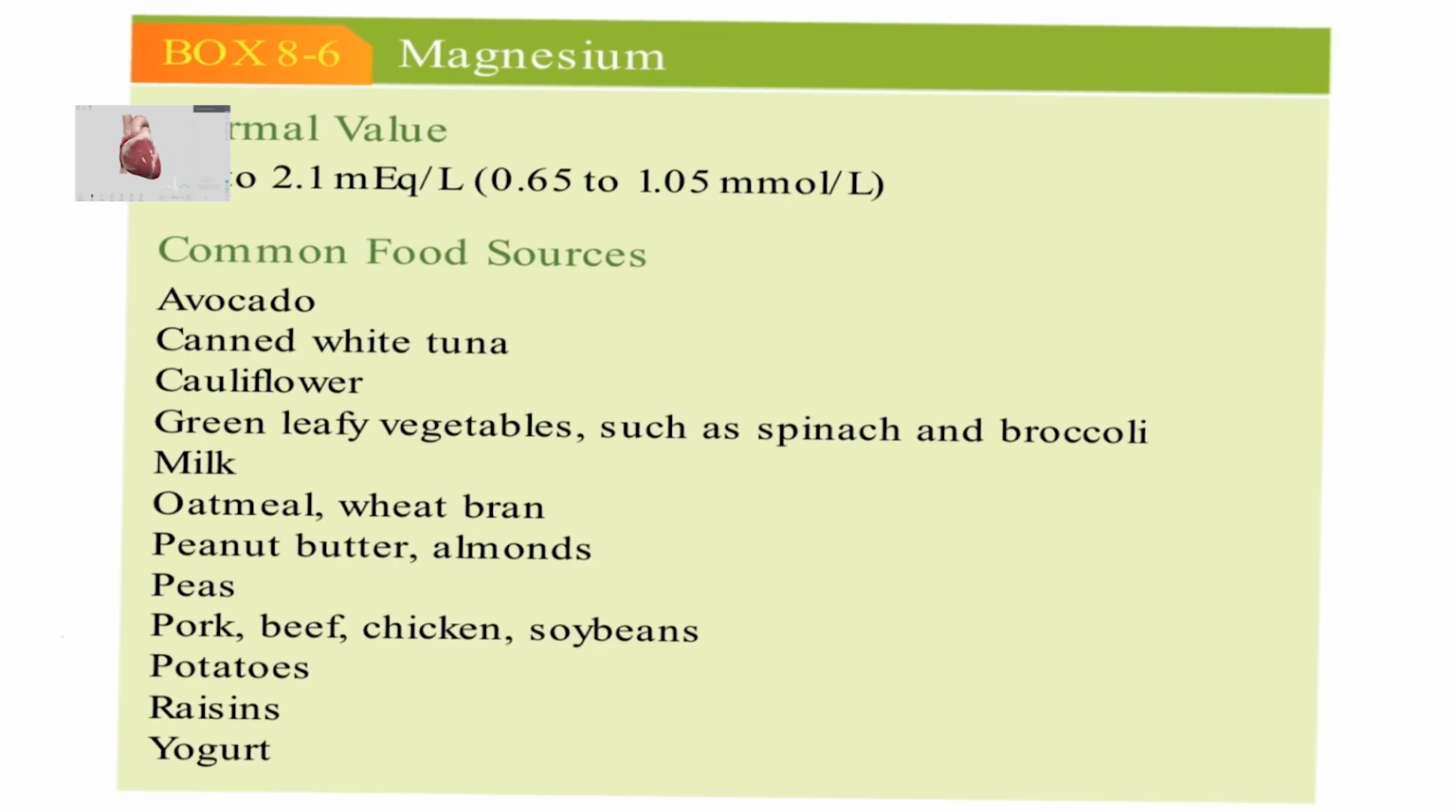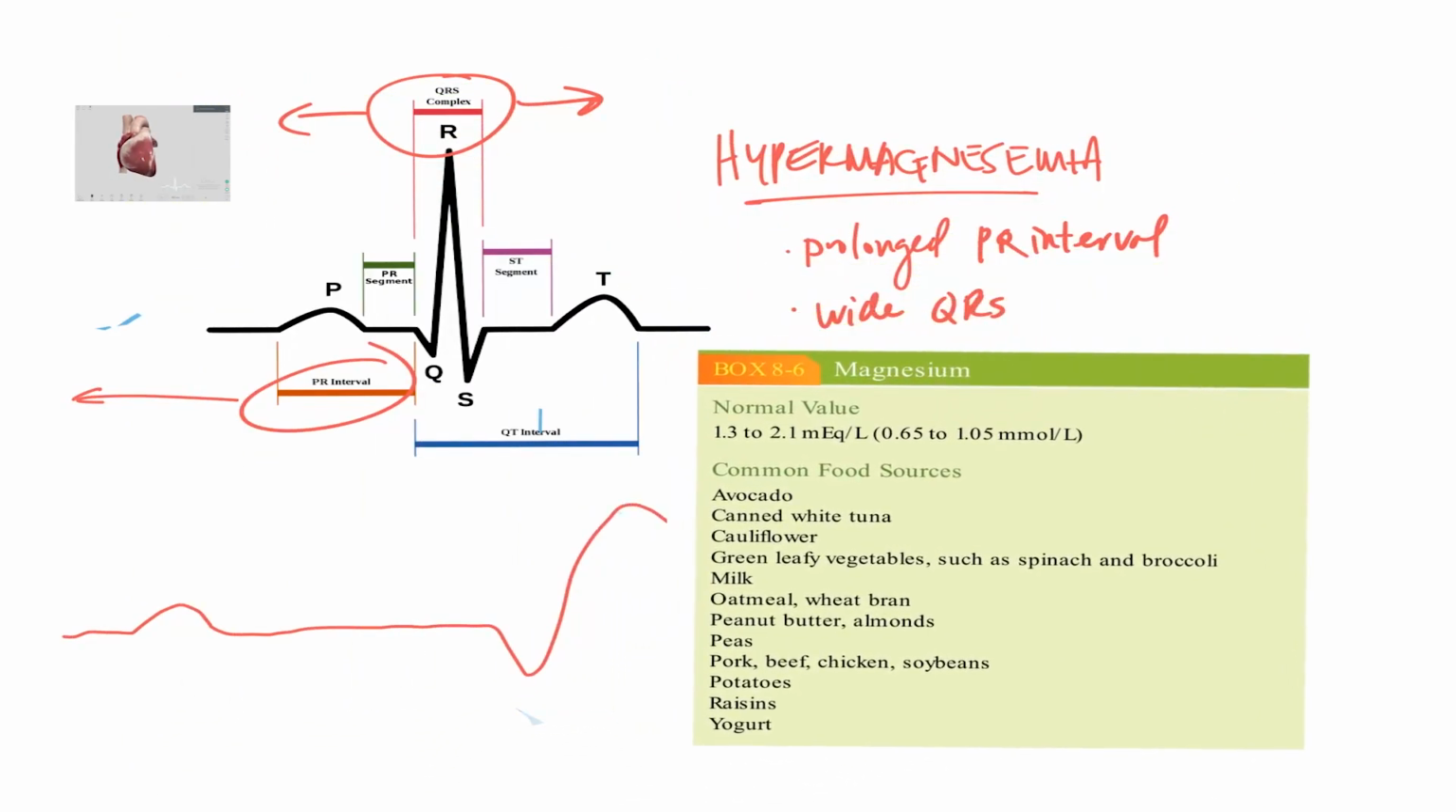Oops, forgot to mention that hypermagnesemia is anything above 2.1 milliequivalents per liter. And a lot of the common food sources include avocado, which I love, canned white tuna, meh, cauliflower, green leafy vegetables, milk, oatmeal, peanut butter. I love peanut butter. A lot of stuff has a lot of magnesium, I find.